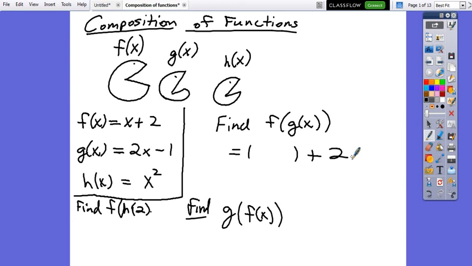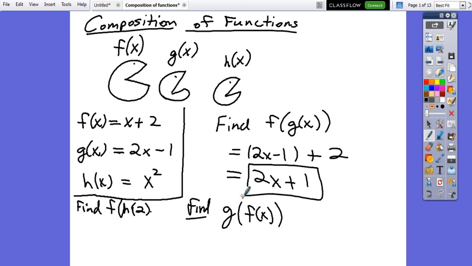What goes into the stomach? Function g. What is function g? 2x minus 1. So we get 2x minus 1 plus 2. Now it's just a basic simplification problem. So our final answer is 2x plus 1. So f of g of x is 2x plus 1. That is the result of the composition of these two functions.